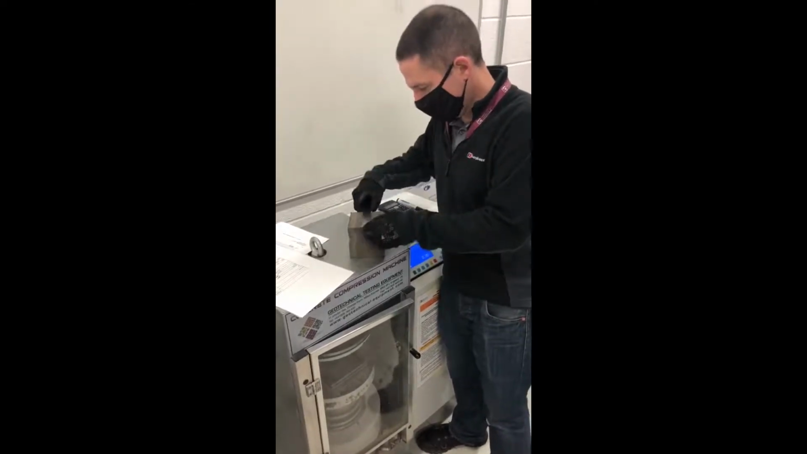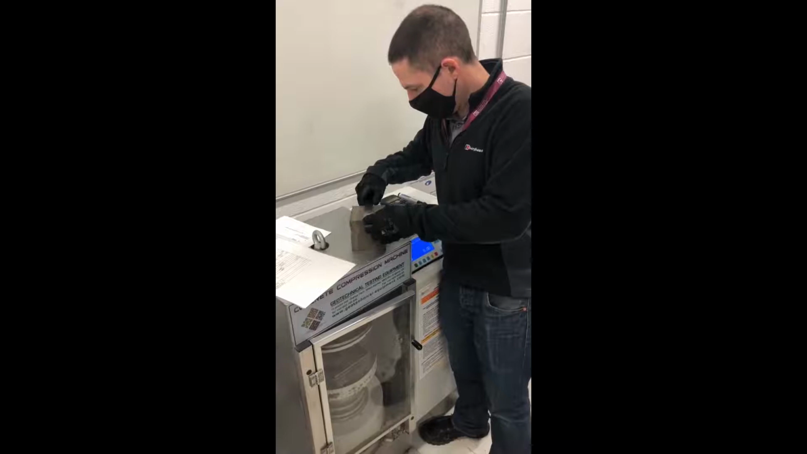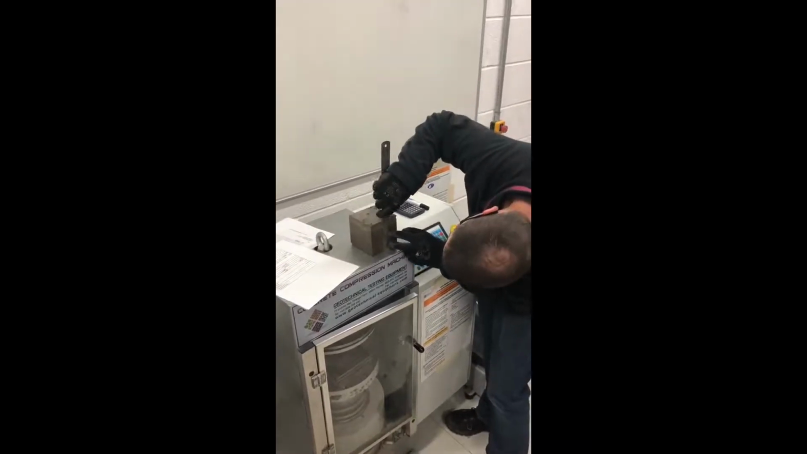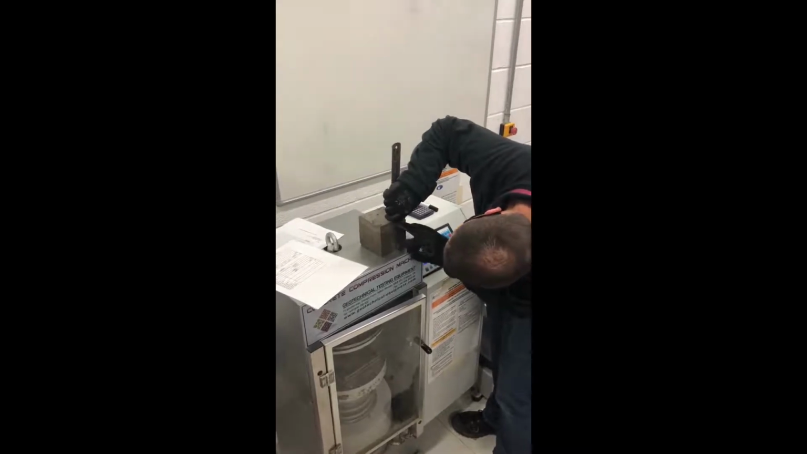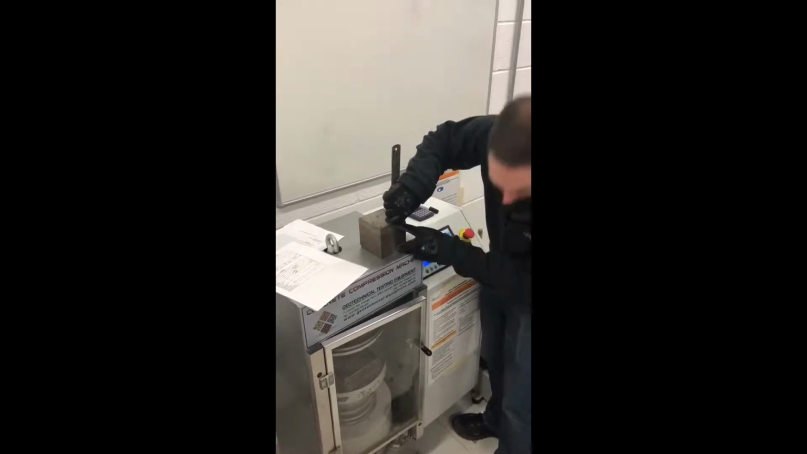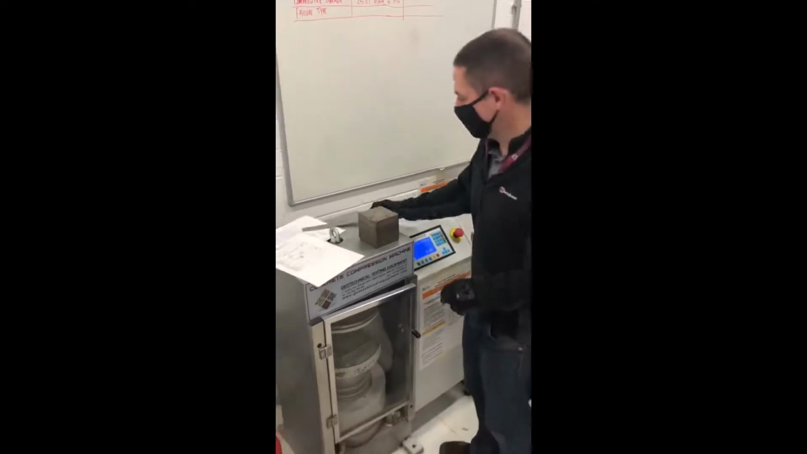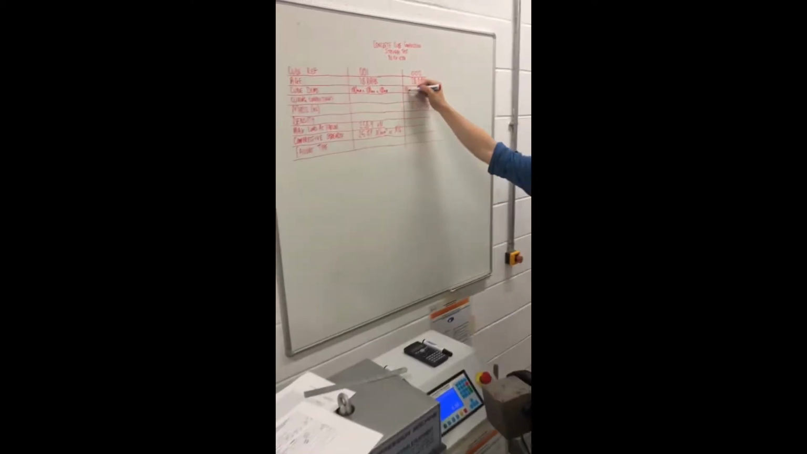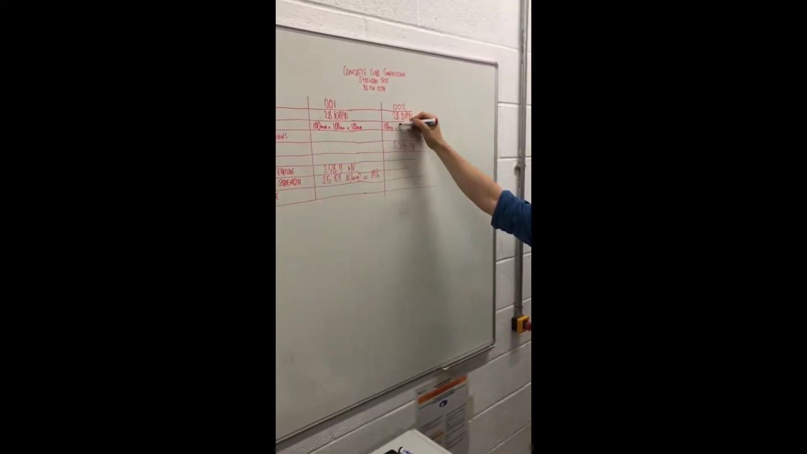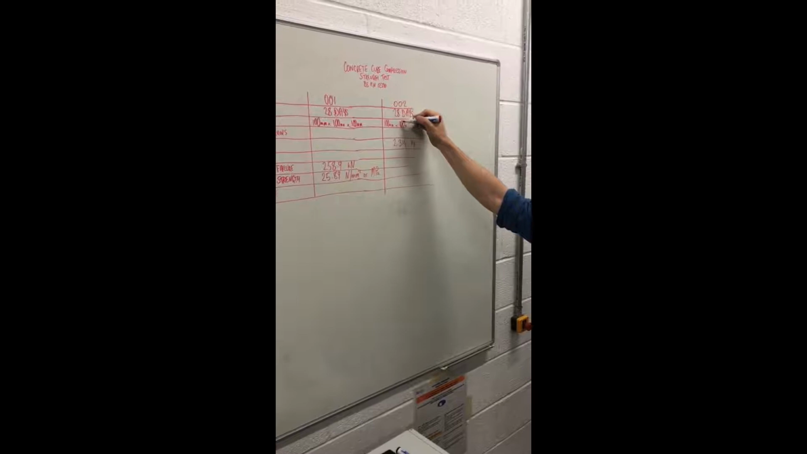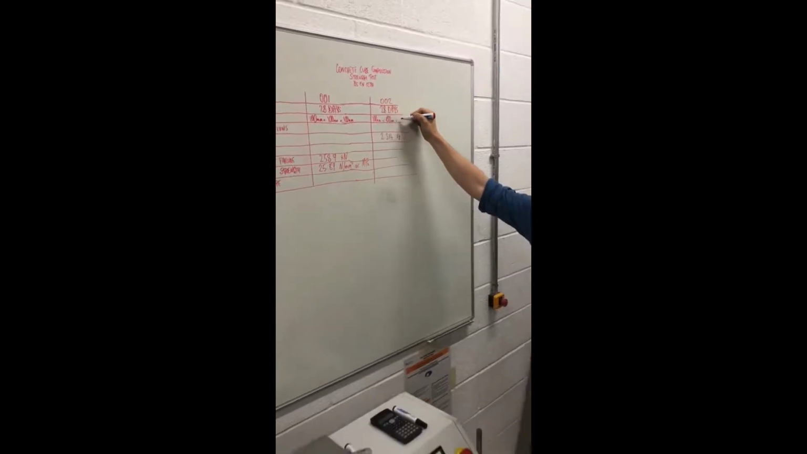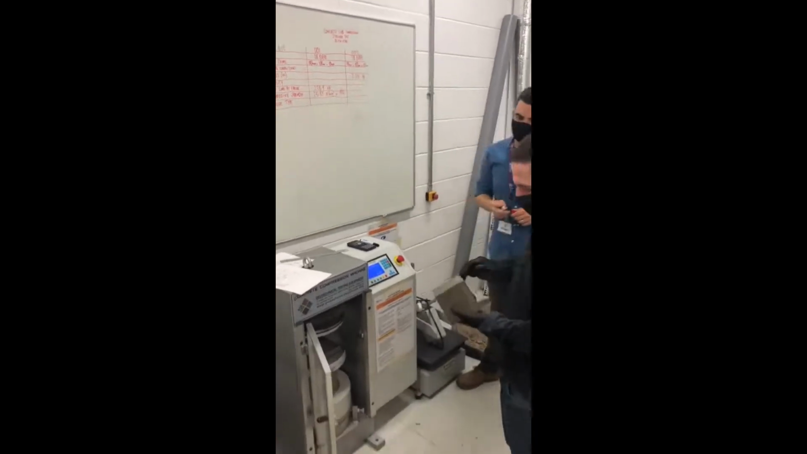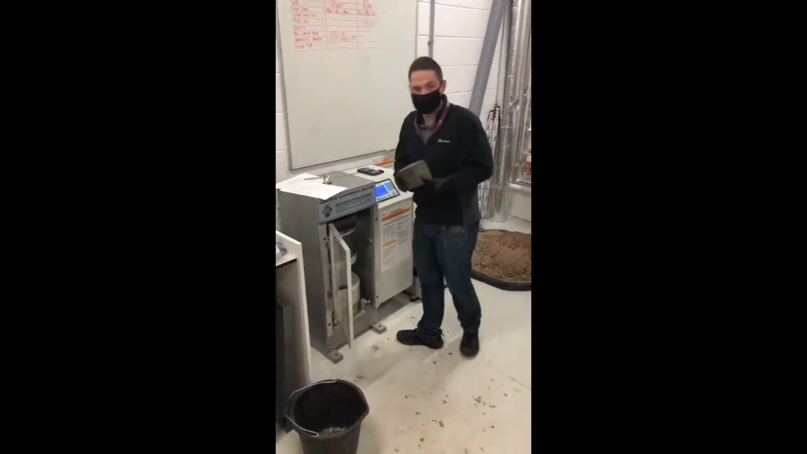So 100 by 100. This one's actually just over 100, so this is about 101 for the height. To get it more accurate, you would normally use vernier calipers. However, we don't have it on hand today for this video, so we use a steel rule.